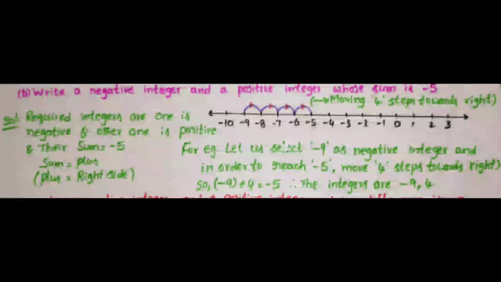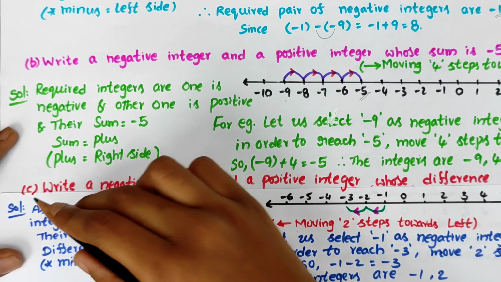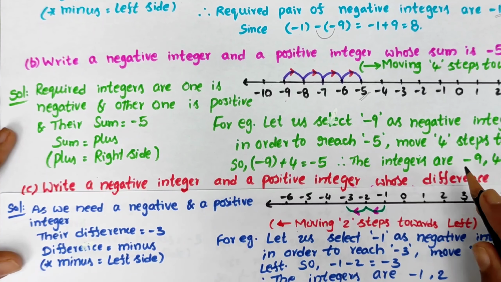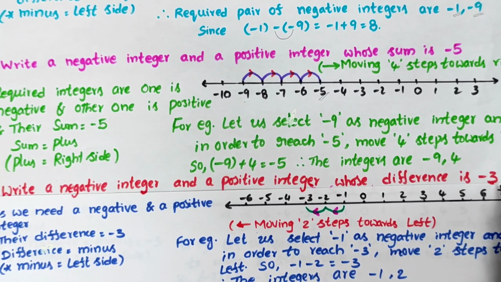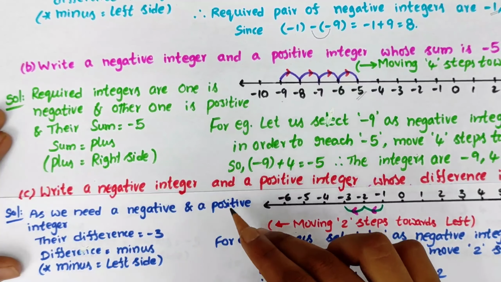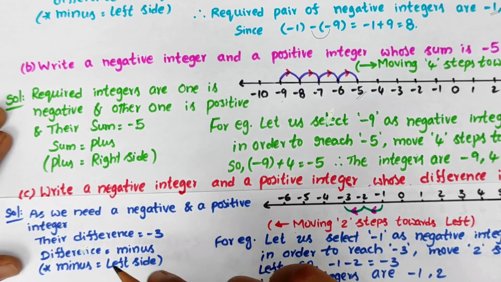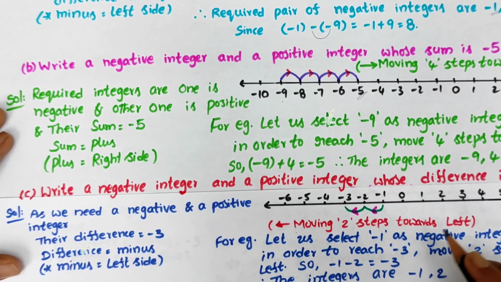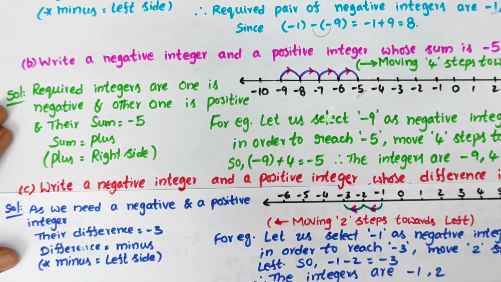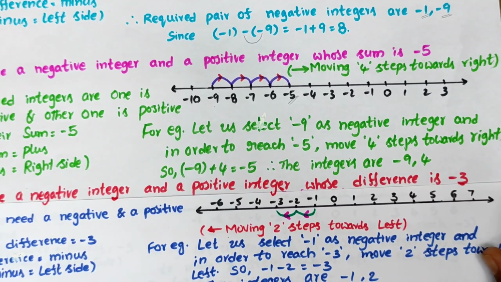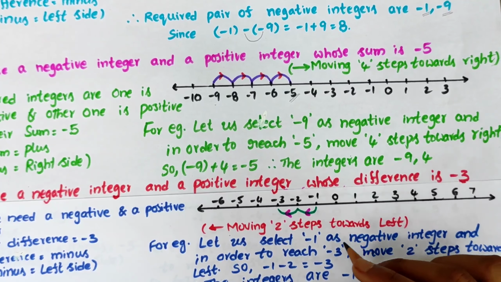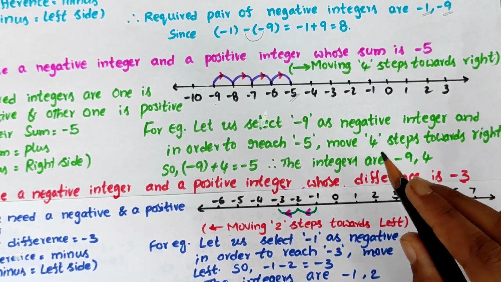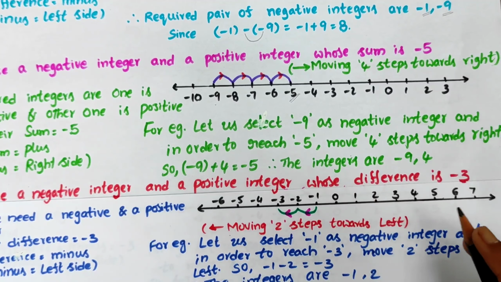Okay, friends, now let us see CBSE. Write a negative integer and a positive integer whose difference is -3. As we need a negative and a positive integer and the difference should be -3, as we know difference means minus, minus means we have to move towards the left side. So now here, this is a number line, and there is no target of steps, but there is a target of reaching an integer that is -3.